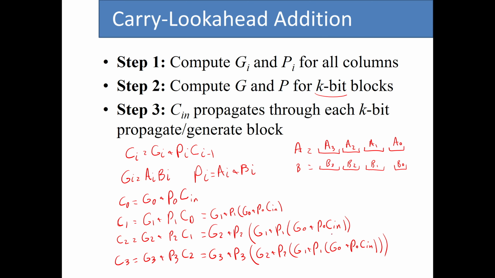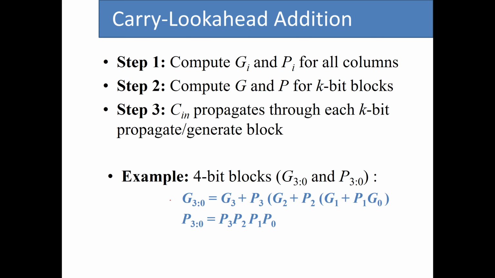If you do these additions, these ORs and ANDs, what you end up with for the generate signal for the 4-bit block is G3 or P3 ANDed with G2 or P2 ANDed with G1 or P1 ANDed with G0. There should be another parenthesis here as well. And for the propagate signal for the 4-bit block, we have P3 ANDed with P2 ANDed with P1 and ANDed with P0.